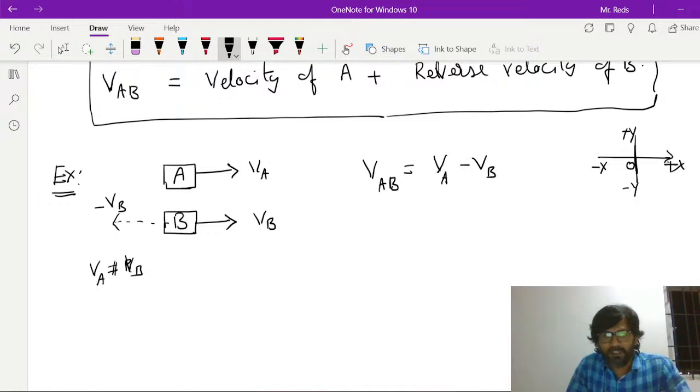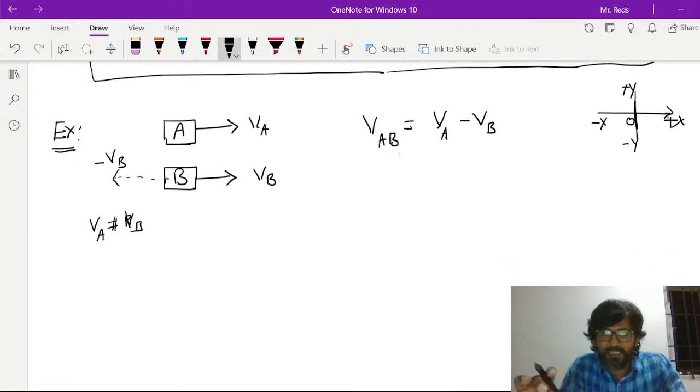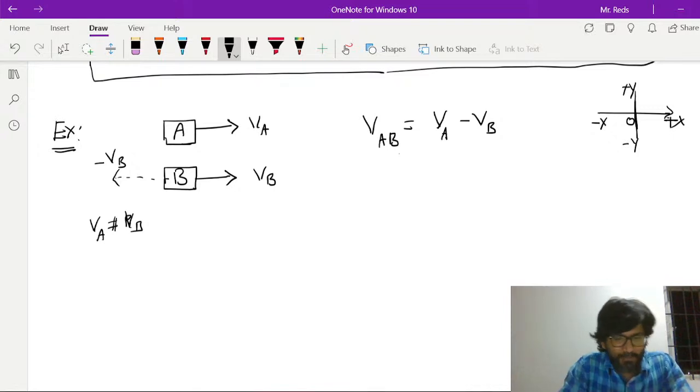So if two bodies are moving in the same direction, the relative velocity of the first with respect to the second is nothing but VA minus VB. Simply remember that VAB equals VA minus VB when the bodies are moving in the same direction. I am giving you this with the help of an example. Without much theory, you can note this down.